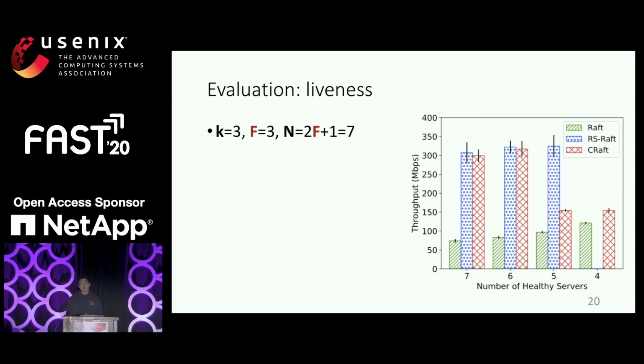We first noticed that for the original version of Raft, when there are fewer servers healthy, we actually get slightly higher throughput. That's because you have to send to fewer servers. Raft will send to every server, but if there are some crashes, I don't have to send to them, so I get higher throughput. RS-Raft cannot work when more than 3 servers have crashed. That is because the quorum size is at least 5, so we need at least 5 healthy servers. If there are only 4 servers, it cannot work.